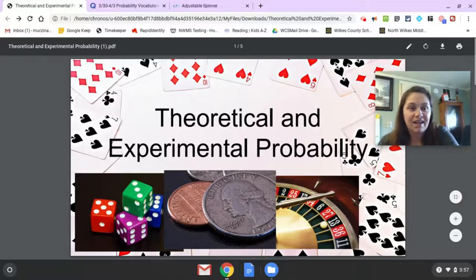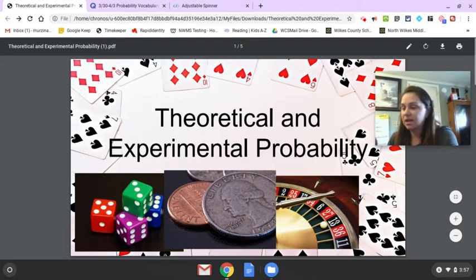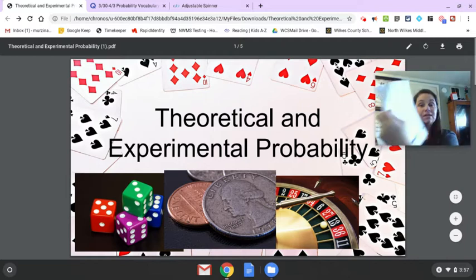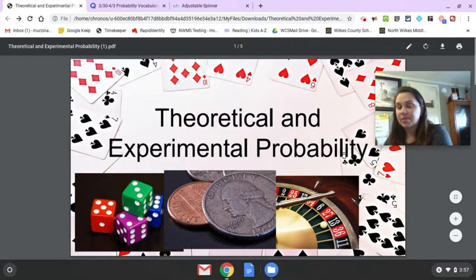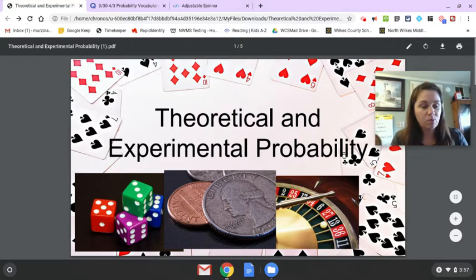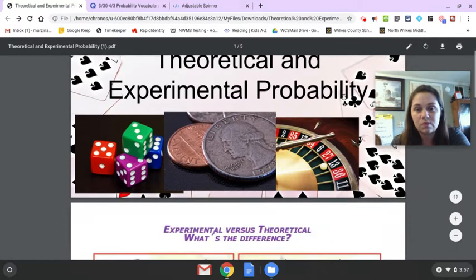Hi kids, I just wanted to come on and post the video and go over our theoretical and experimental probability. These were in your packets. It's the packet that looks like this. It says experimental and theoretical probability. We'll talk about what that is and what the difference is between the two, and we'll do a couple of different experiments with it while we're going through it.